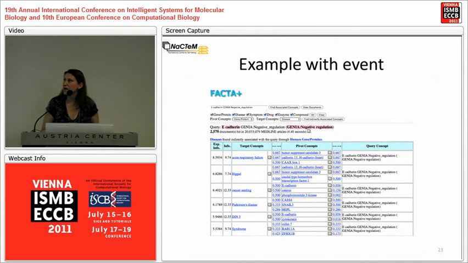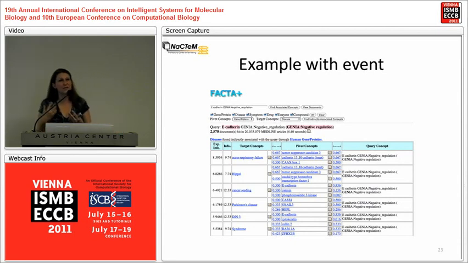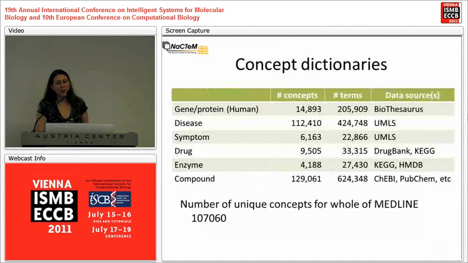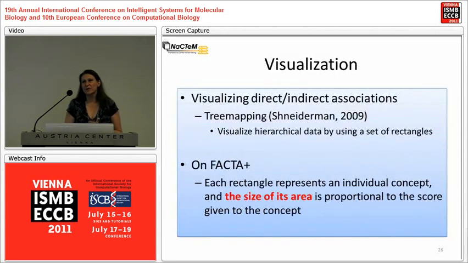And here is another example prepared with an event. So you have a different re-ranking because now you incorporate event information, here with negative regulation, the same query, and you have a different type of ranking, because it takes into account the event type. You're searching with different information. So those are the concept dictionaries we have used, in case you're interested. And let's go to the third part.